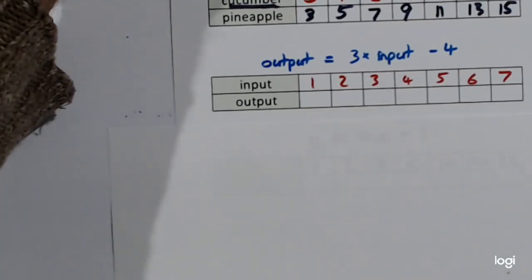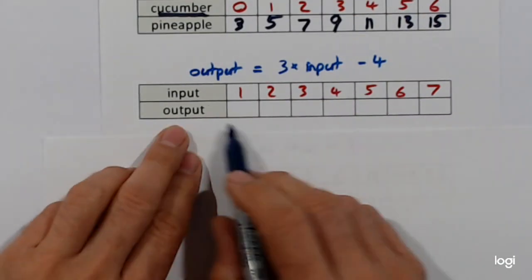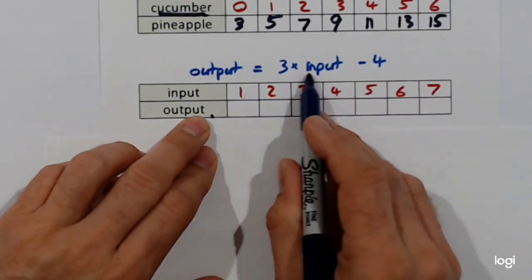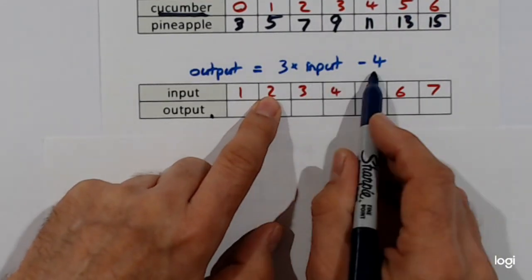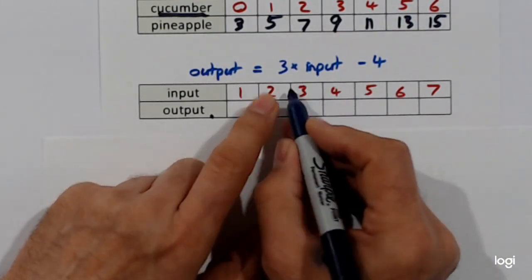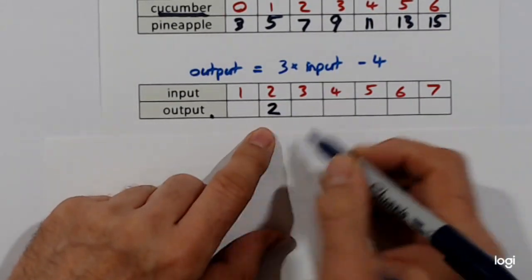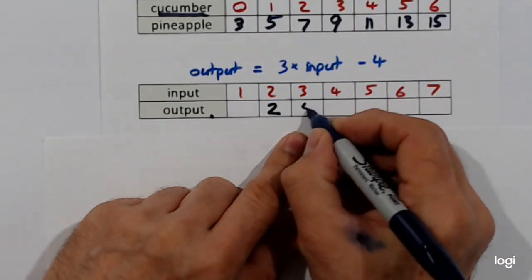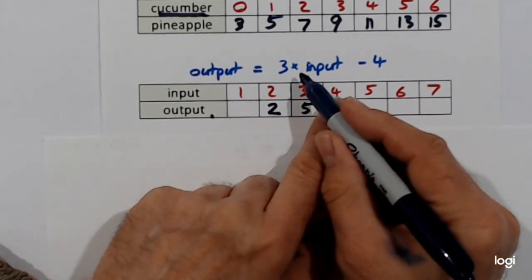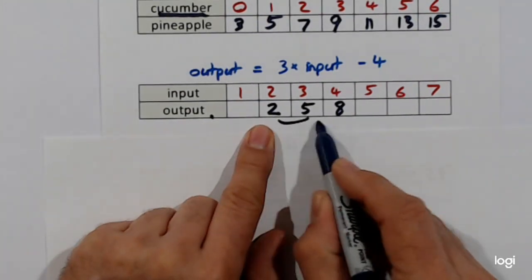Right, a couple more. Here it's being called input and output. The output is 3 times the input. This number is 3 times this number, and then you take off 4. Start with 2. 2 times 3 is 6. 6 minus 4 is 2. 3 times 3 is 9. 9 minus 4 is 5. 4 3s are 12. 12 minus 4 is 8. Do you see a pattern? It's going up by 3, going up by 3.